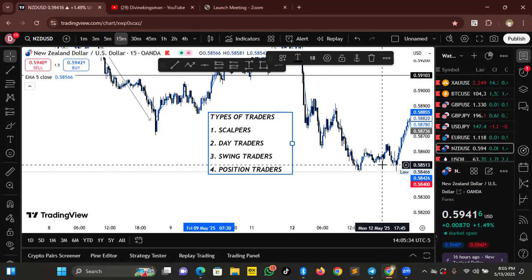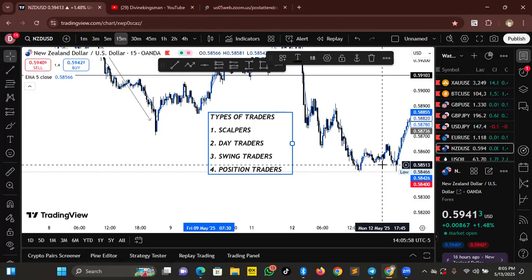Scalpers are people who trade in and out of the market. When they're trading, it's within an hour; some even hold for 2 to 3 hours. But their trades are always in and out. They place trades, either hit stop loss or take profit, and they're out of the trade. Their trades are very quick. So this is what scalpers do.